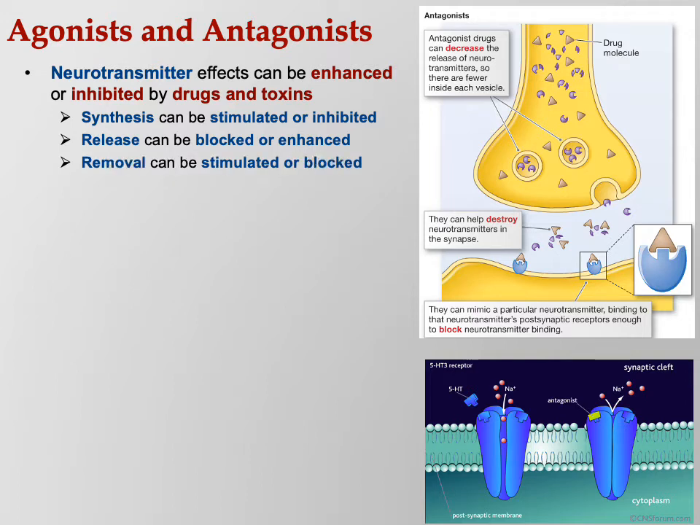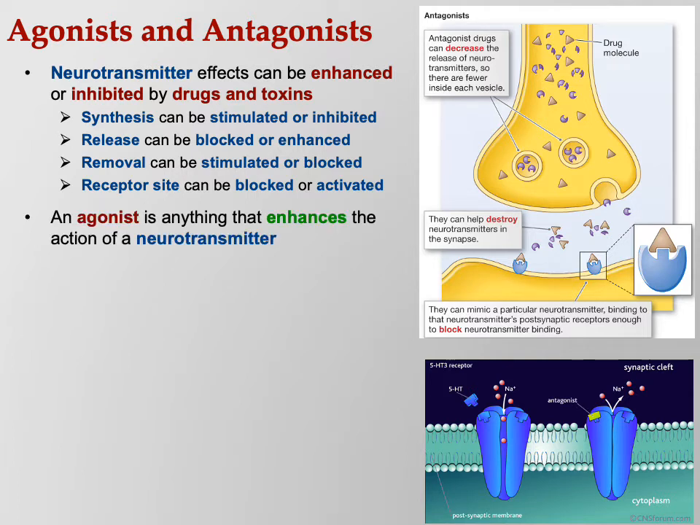All right. Removal. Remember, neurotransmitters have to be removed from the synapse after they've been released. Well, we can either stimulate removal or we can block removal, okay? Receptor sites. Remember, neurotransmitters have to bind to receptor sites. Well, we can either block the receptor site so the neurotransmitter can't bind to it, or we can have drugs that mimic the neurotransmitter and fool the receptor into thinking that it's the neurotransmitter.